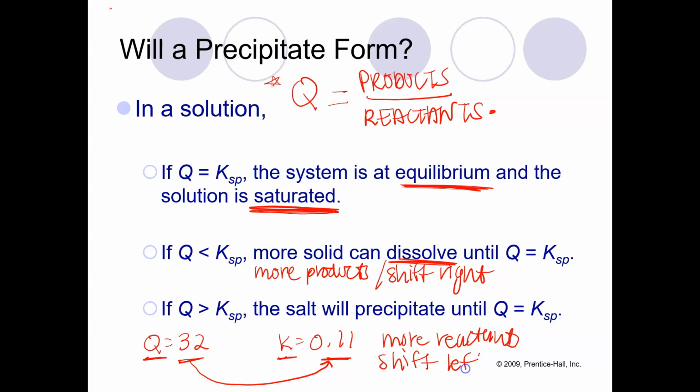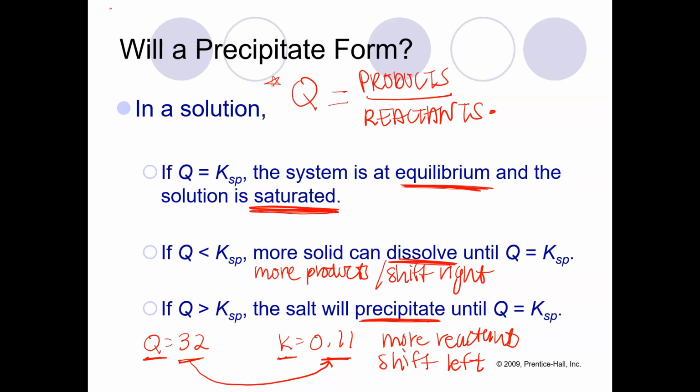Those were the words that we used. But when we're applying this to solids, we're shifting left, making more reactants. That's the product, or that's the solid. So we're making more solid. The solid's also called the precipitate. So if we're making more solid, it's going to precipitate. Solid is going to show up.